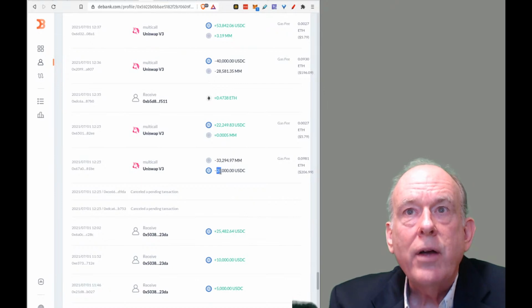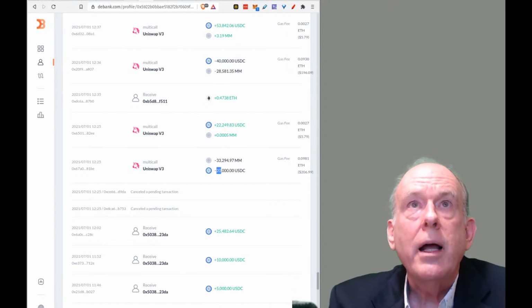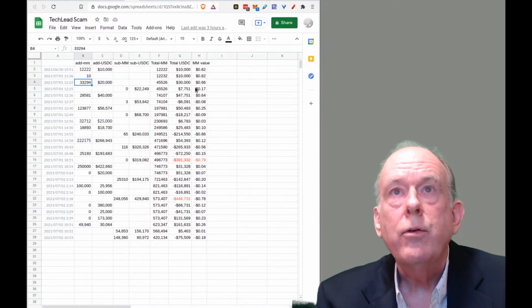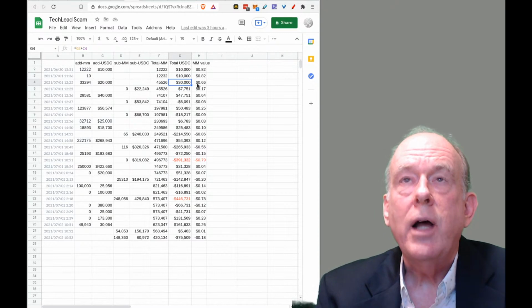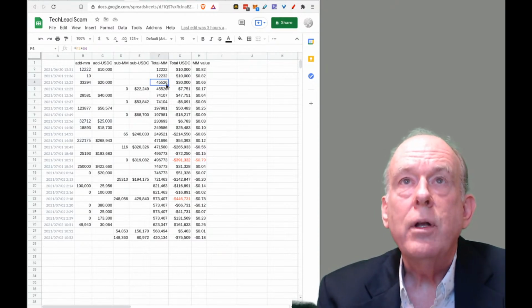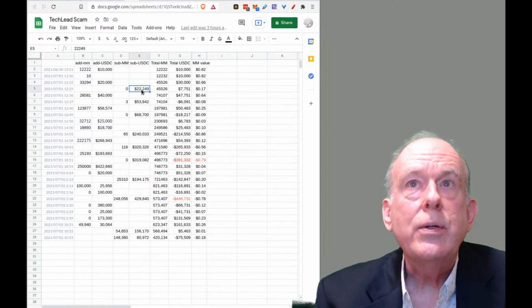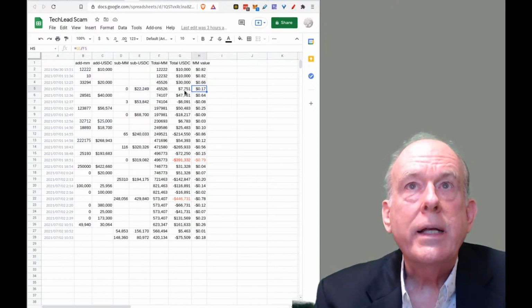So the second transaction is he's adding $20,000 USDC and 33,000 tokens, and I transferred that to the spreadsheet. So here's this transaction, 20,000 USDC and 33,000 tokens. At this point, he's got a total of $30,000 at risk, 45,000 tokens in circulation at a total value of 66 cents. And then a minute after he adds this, he takes out $22,000 in USDC. So then the value of the token is really only 17 cents.